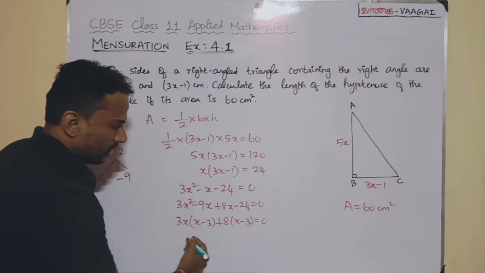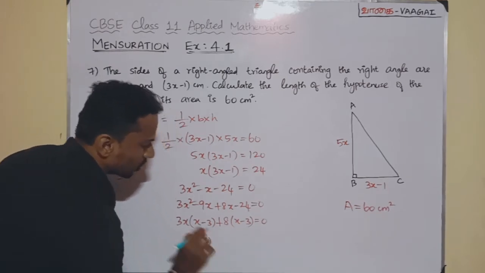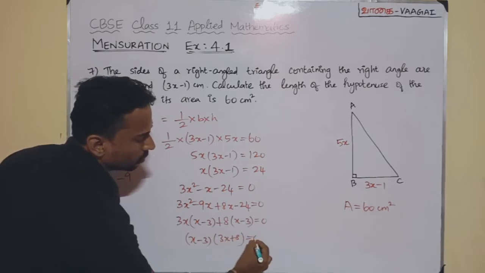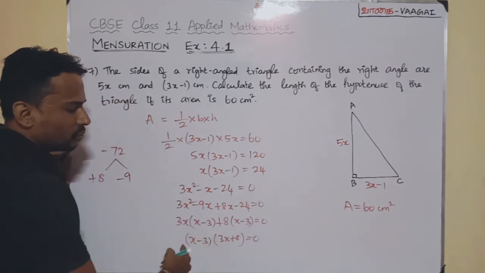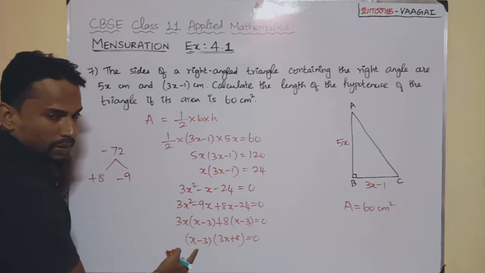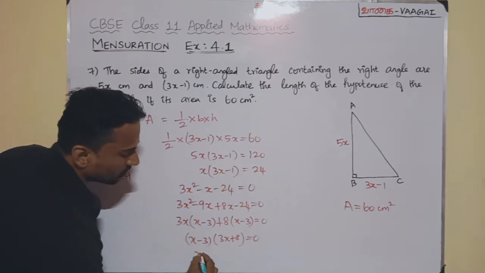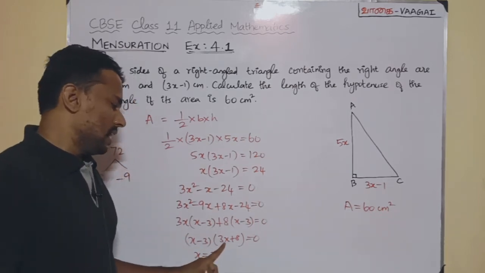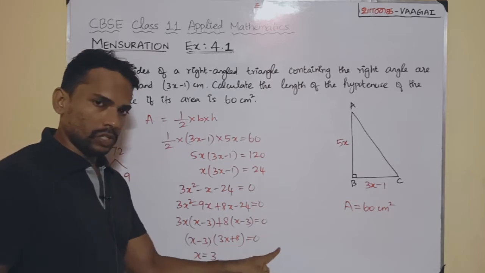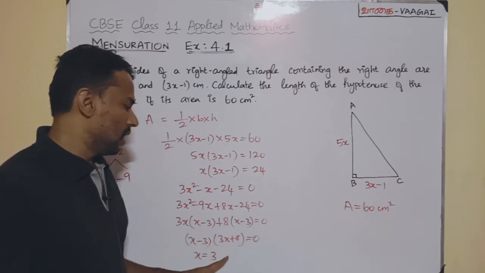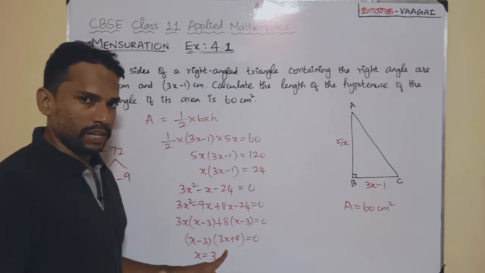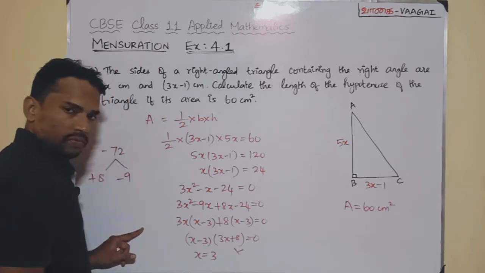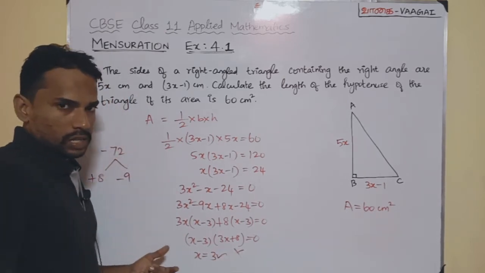Now what next will I have? I can now take x minus 3 itself as a common factor. I will be getting x minus 3 into 3x plus 8 is equal to 0. Now I can individually equate them to 0. So I will be getting x is equal to 3. And now what about the other solution? Here I will be getting 3x plus 8 is equal to 0. Now when I equate it to 0, I will be getting x is equal to minus 8 by 3, which will be a negative value. So I can reject this solution here itself. I will only take x is equal to 3.